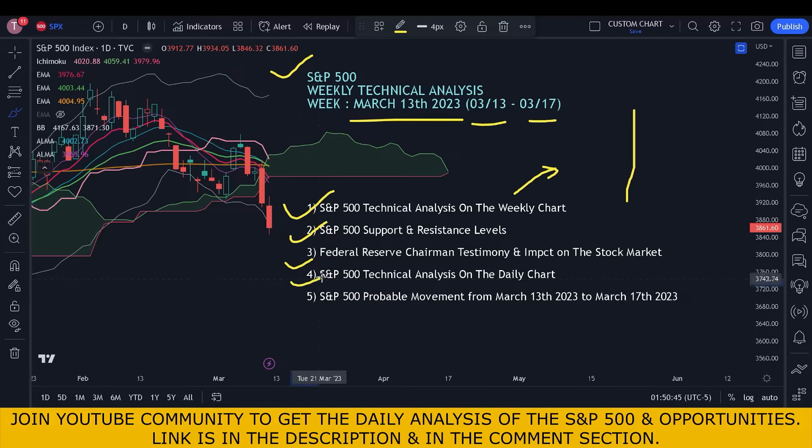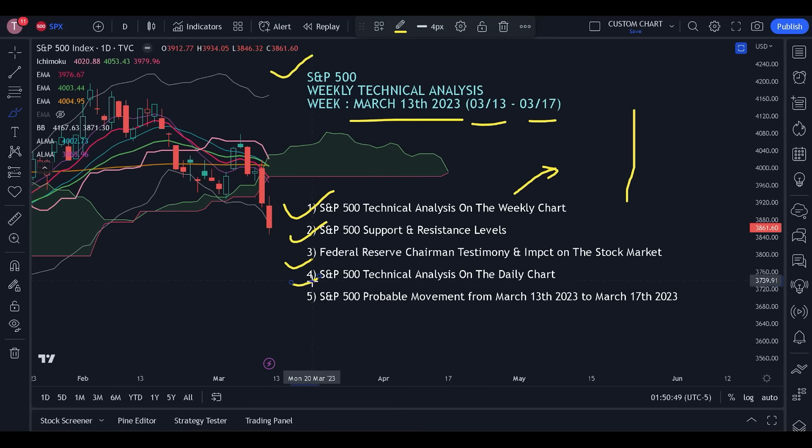Then I will discuss the fourth point of the agenda of this S&P 500 weekly technical analysis. The fourth point of the agenda is the S&P 500 technical analysis on the daily chart. Now see, the first point of the agenda was the weekly chart, the hawk eye view. But the daily chart means we will see what is going to happen on a day-to-day basis, technically, what the technicals are saying, whether the technicals are saturated or not.